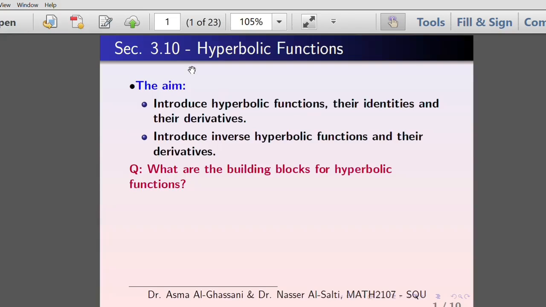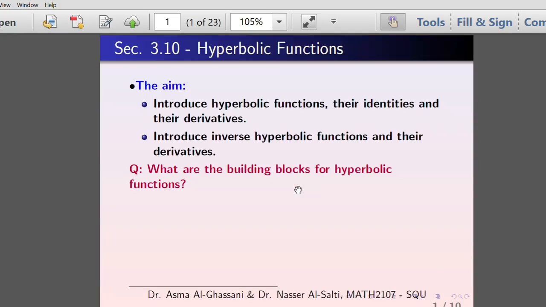Section 3.10 is talking about the hyperbolic functions. So we aim in this section to introduce hyperbolic functions and their identities and their derivatives. Also, we need to introduce inverse hyperbolic functions and their derivatives. First of all, let us know what is the building blocks for hyperbolic function.